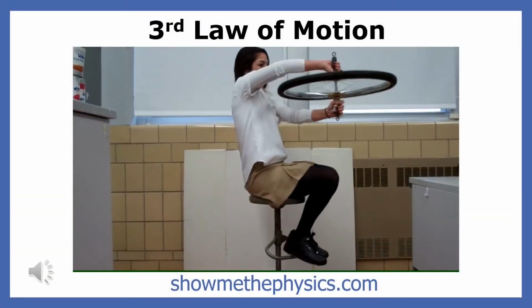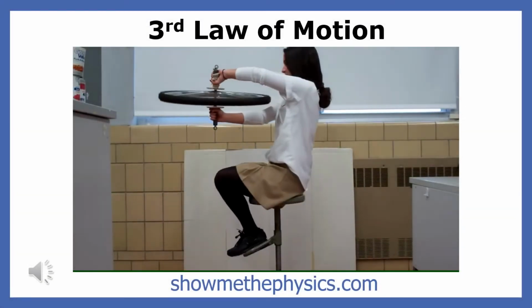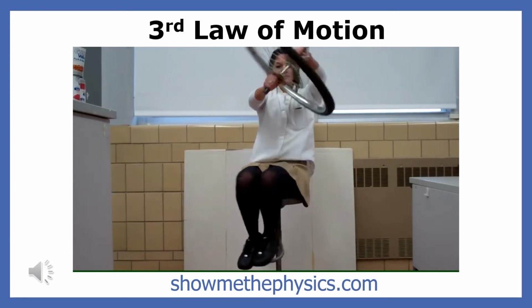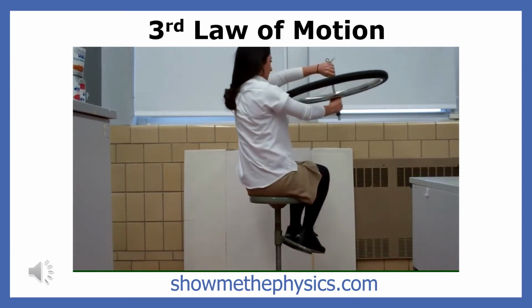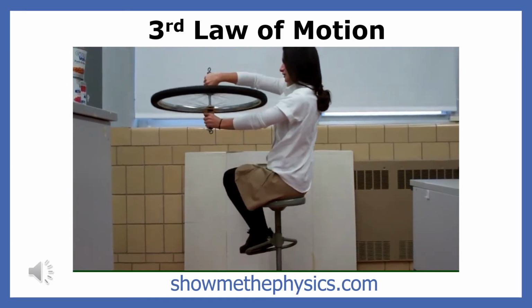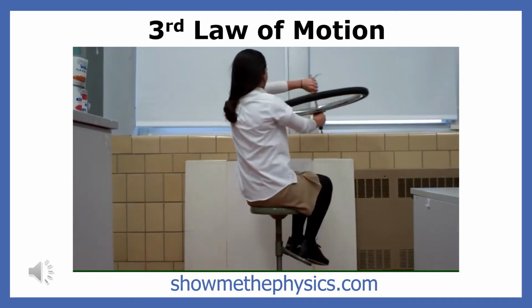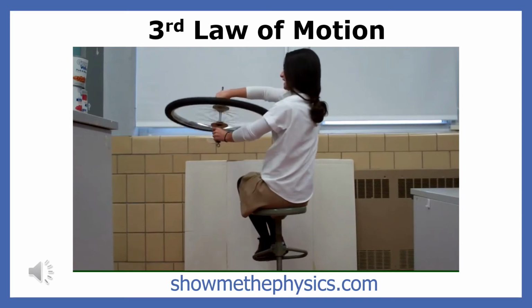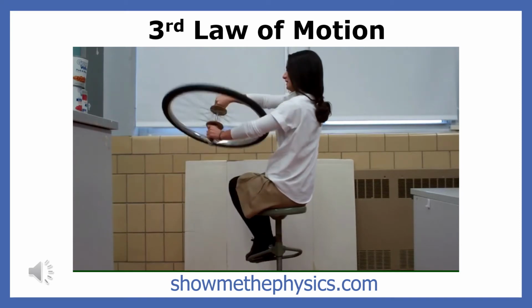Each time the young lady in this video applies a force to the wheel that's in her hand, the wheel applies a force on her hand in the opposite direction. This is a perfect illustration of Newton's third law. The common definition for Newton's third law is that for every action there is an equal but opposite reaction. There's actually a better definition, but we'll get to that later in this presentation.